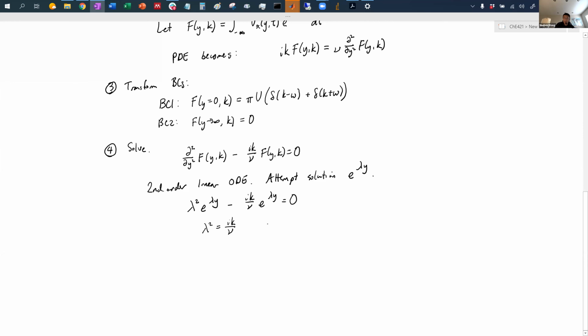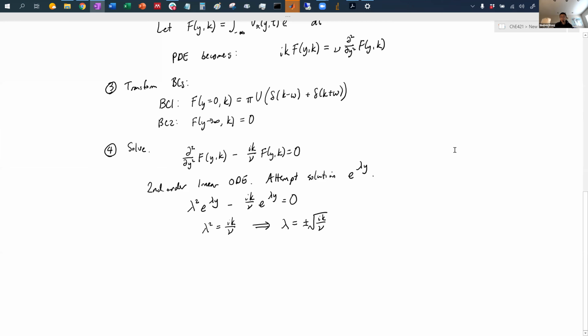And that implies then that lambda is equal to plus or minus the square root of ik over nu. Okay. And so then the actual solution is going to be f of yk is equal to a times e to the plus lambda y plus b times e to the negative lambda y, and then the game is going to be to solve for a and b, right?